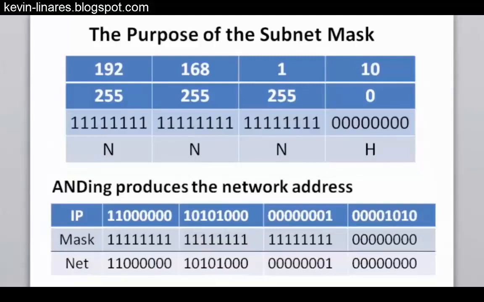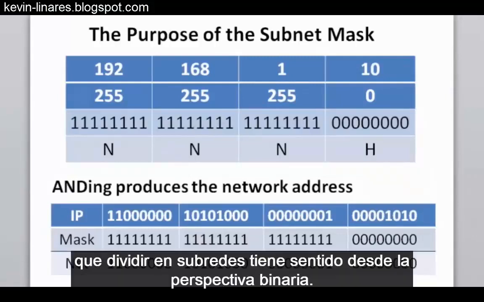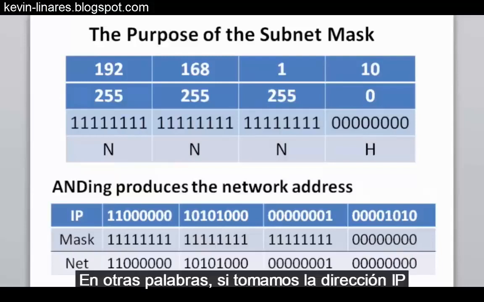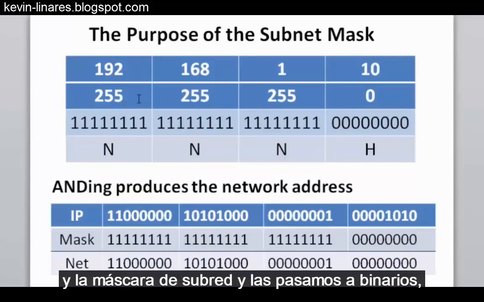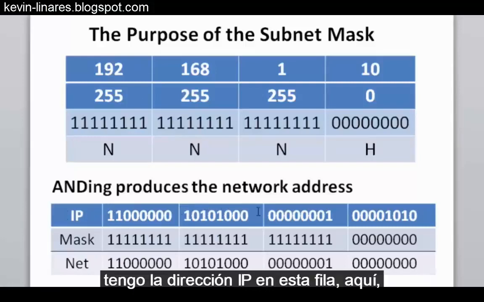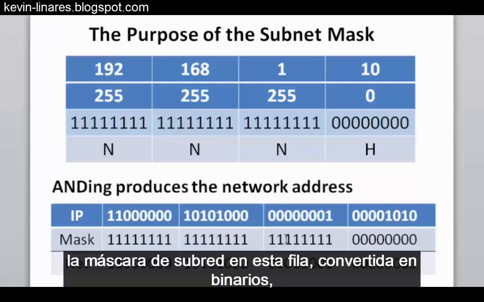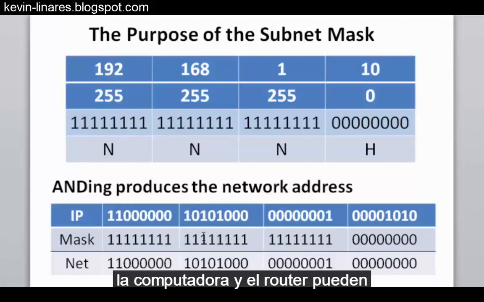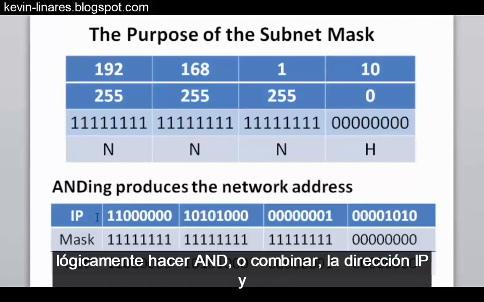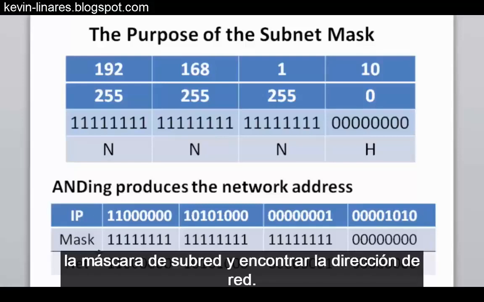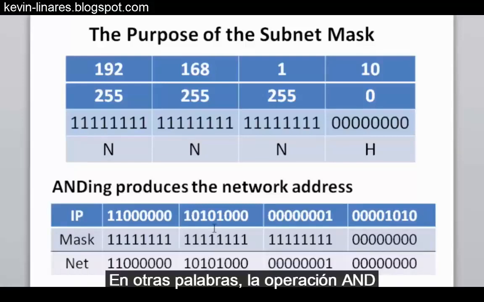Now, I want to take a moment to point out that subnetting makes sense from the binary perspective. In other words, when we take the IP address and the subnet mask and convert them to binary, I have the IP address on this row here, and the subnet mask on this row converted to binary, the computer and the router are able to logically AND, or combine, the IP address and the subnet mask and find the network address. In other words, this ANDing process is a logical process of ANDing.